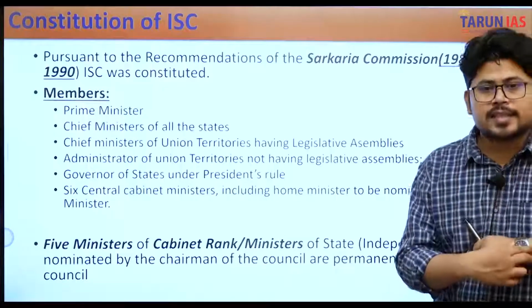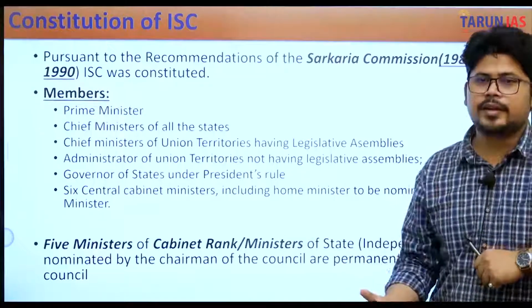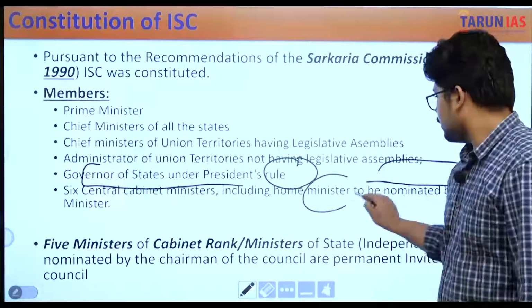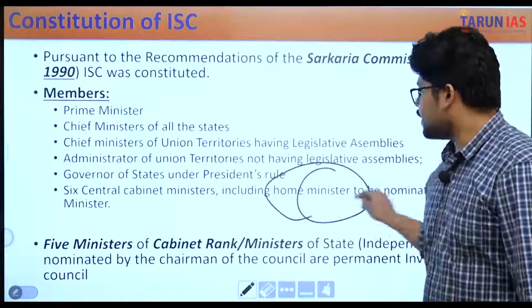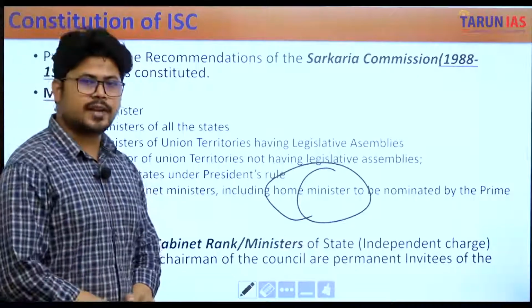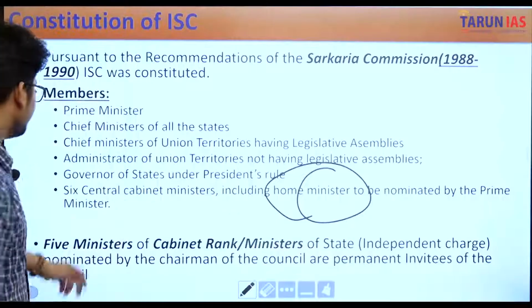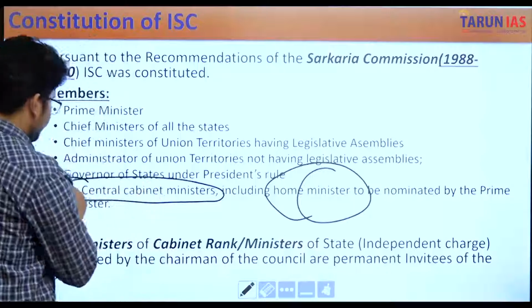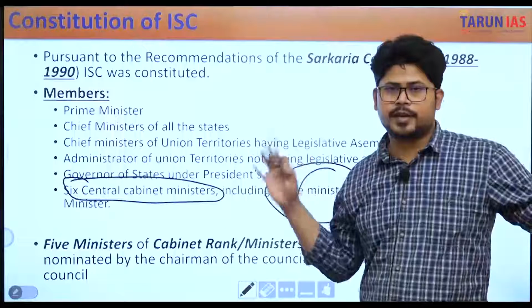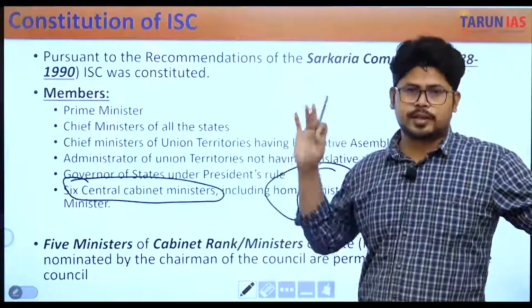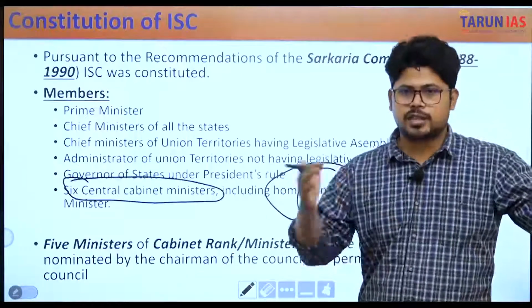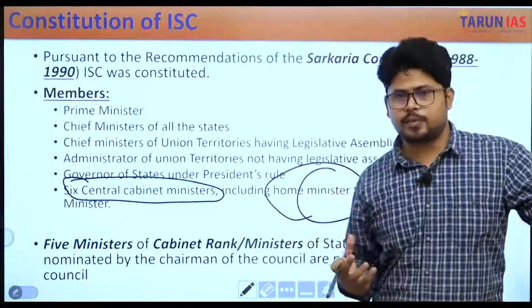Okay, उसके बाद 6 cabinet ministers of the central government including the home minister, and the home minister is going to head the standing committee of the interstate council. ठीक है, and these 6 central cabinet ministers will be nominated by the Prime Minister. Okay, I hope you understood. This composition of the interstate council is very important. It was formed through the recommendation of the Sarkaria Commission. That is also very important. The Sarkaria Commission and Punchhi Commission recommendations on the governor, the federal nature, fiscal federalism, the basic highlights, are very important.